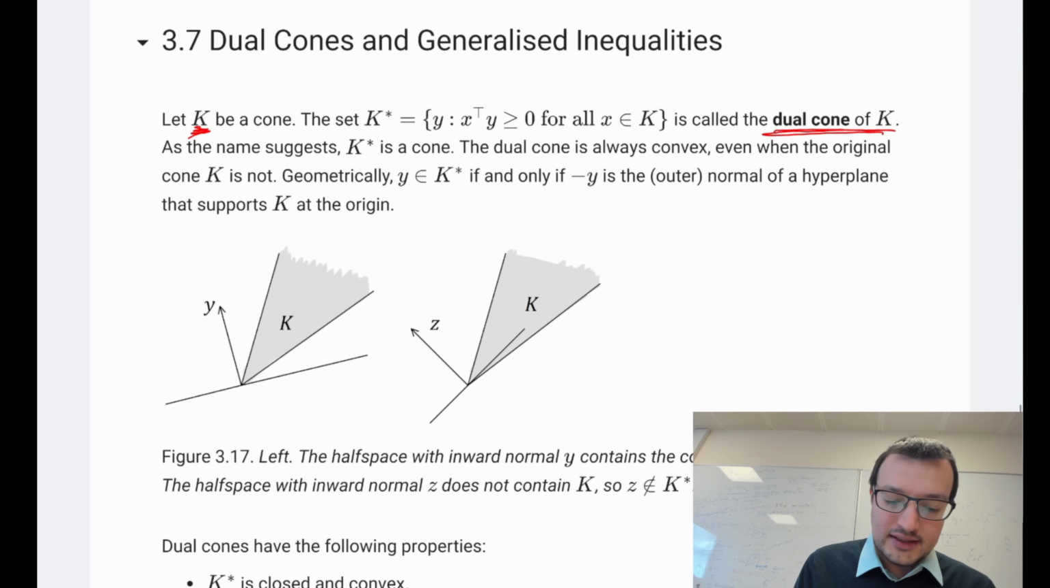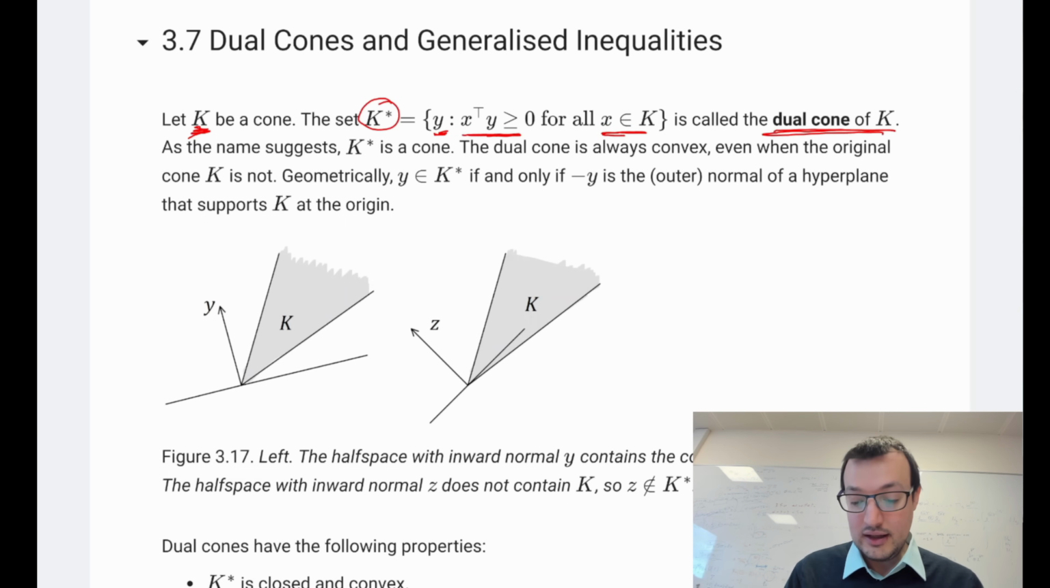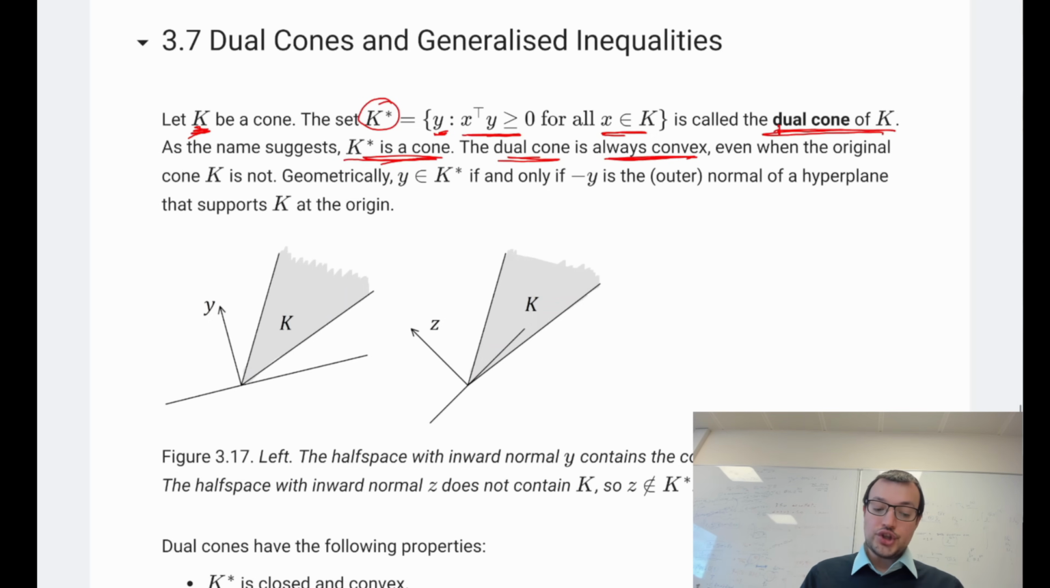The dual cone of K is indicated with K star, and is made of all the points y that satisfy this condition, essentially all the points that have a non-negative inner product with all the elements of the cone K. As the name suggests, a dual cone is a cone, okay? And what is interesting is that a dual cone is always convex, even though the original cone is not convex, okay? And actually we will say a bit more about this in a moment.